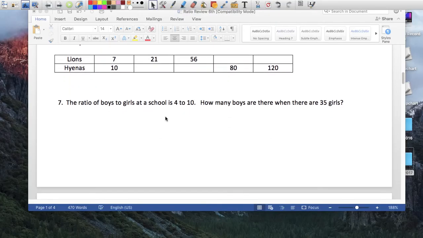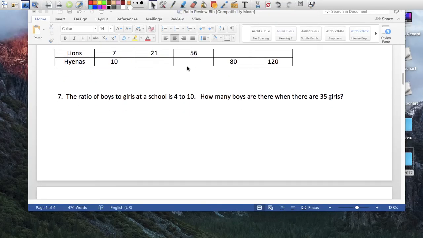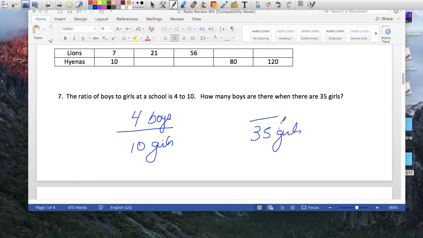The ratio of boys to girls at a school is 4 to 10. How many boys are there when there's 35 girls? Okay, all right, so let me write this like this. 4 boys, 10 girls, that's our relationship. And what happens when there's 35 girls? And as you can tell, there's no up and down relationship, 4, 10, nothing. And from 10 to 35, also there's nothing. So I need a little help here. Let's do something with this fraction to help me with that one.